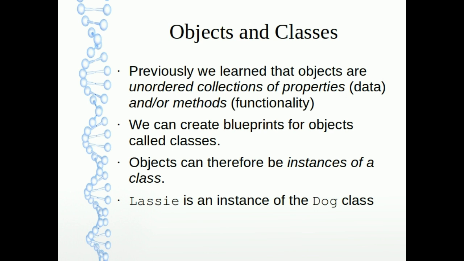We also learned that we can create blueprints for objects called classes, and that objects can therefore be instances of a class. And when an object is created as an instance of a class, it is said to have been instantiated. As an example of objects and classes, Lassie is an instance of the dog class. There are many dogs, but there is only one Lassie, and this is the correct relationship between objects and classes.